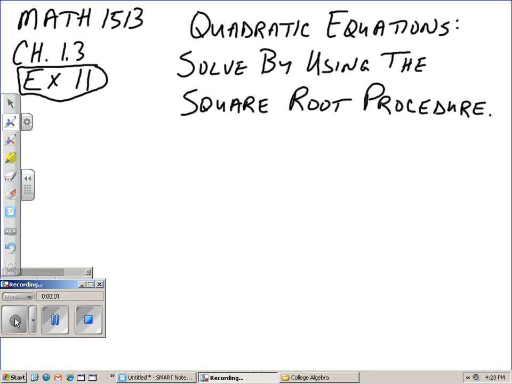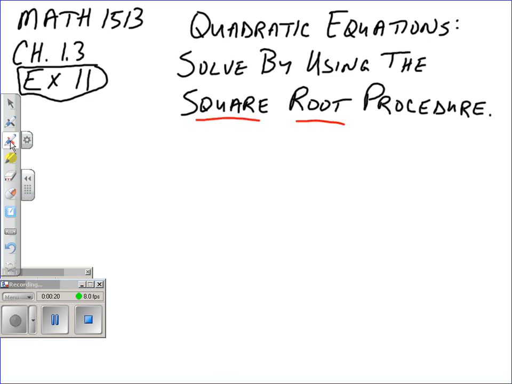This is Northern Oklahoma College Algebra, Math 1513, Chapter 1.3. I'm working an example for your homework problem number 11. Remember, we're doing quadratic equations. These we're going to solve not by factoring and the zero product principle. Instead, we're going to solve by using the square root procedure, which is pretty much what it sounds like.